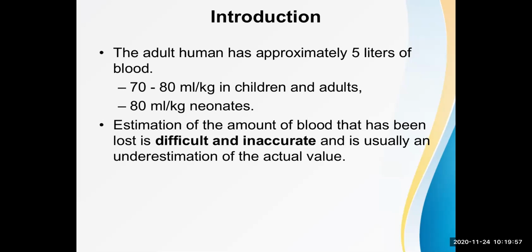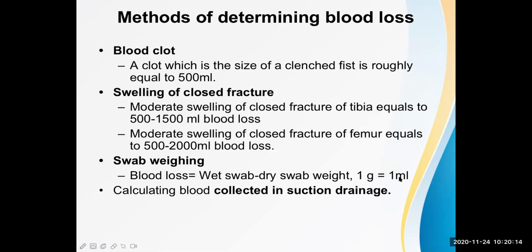Estimation of the amount of blood that has been lost is difficult and inaccurate, and usually an underestimation of the actual value. But still we try to estimate how much blood is lost from the body. Now, what are the different methods? In the hospital, if our patient is bleeding after different types of surgery, after trauma, in a surgical ward, in an orthopedic ward, even in gynecology and obstetrics ward, how to determine how much blood is lost from the patient? Very important concept. So let's talk about it.